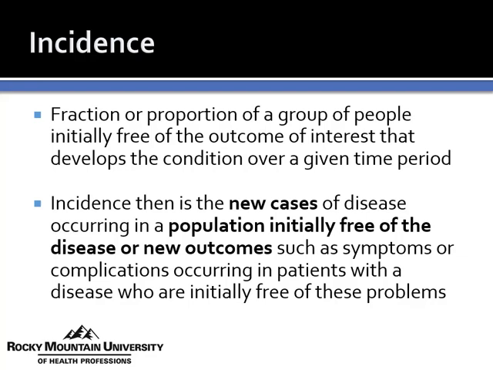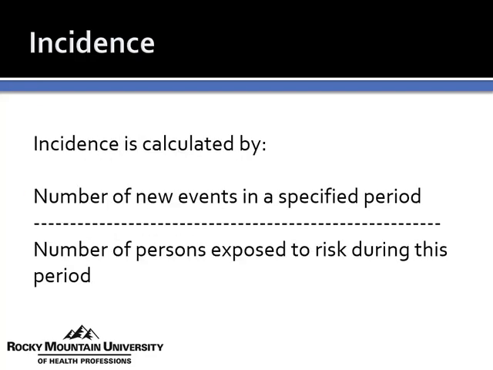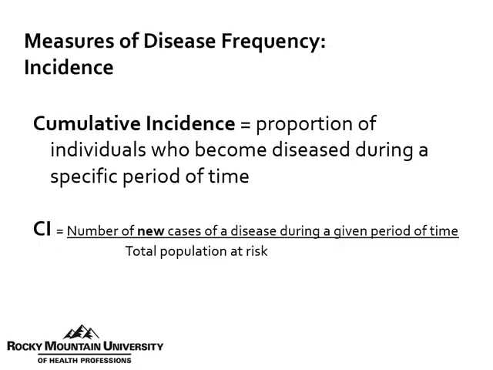Incidence studies. Again, these are the fraction or proportion of a group of people that were initially free of the outcome of interest that develops the condition over a given time period. Incidence, then, is the new cases of disease occurring in a population initially free of the disease or new outcomes, such as symptoms or complications occurring in patients with a disease who are initially free of these problems. Incidence is calculated by the number of new events in a period of time divided by the number of persons exposed to risk during this period.